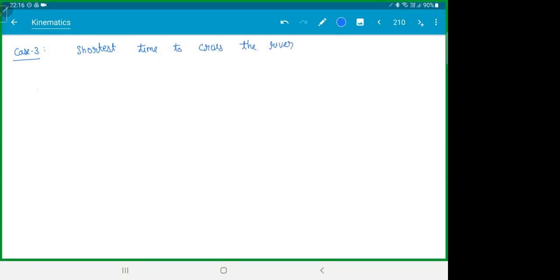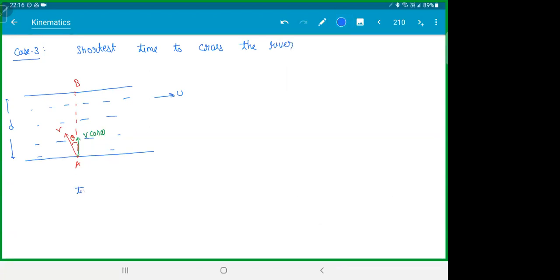If your intention is just to cross the river, you don't care about anything else. You just want to cross the river in the shortest time. So the idea is the same. We always start like this. Let the man go at an angle theta with velocity V. So the velocity responsible for crossing the river is V cos theta.